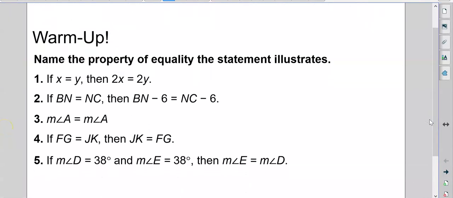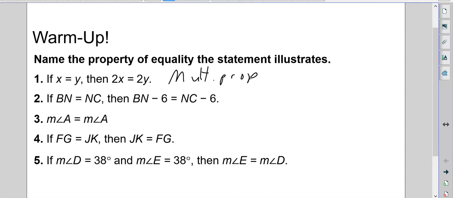If x equals y, then 2x equals 2y. What property is that? Well, if you notice, the only difference is we multiplied each side by 2, so that's the multiplication property. Wherever you do one side, you do the other.